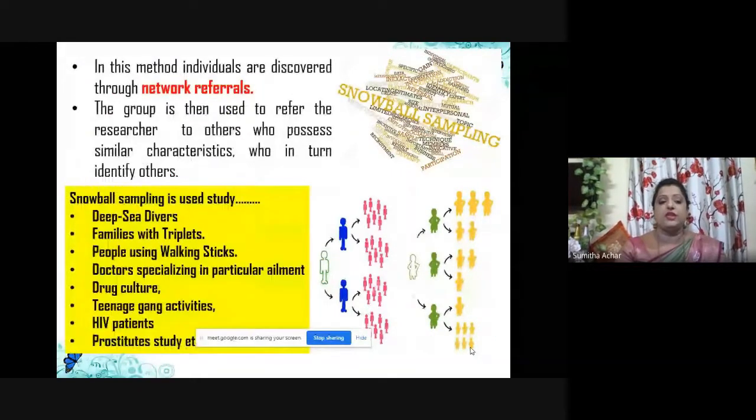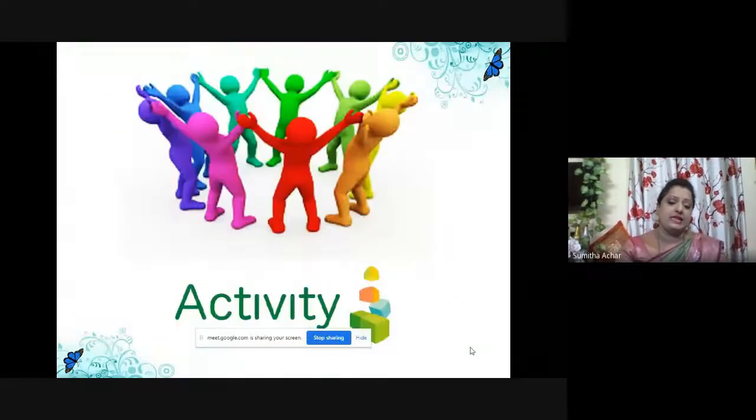And this is based on the network referrals. So snowball sampling is very generally used in those kinds of studies where it is very difficult to collect the data from one single, confined population, right? So these are the non-probability sampling techniques, right?